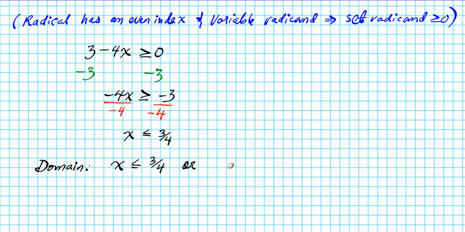If you want to write this in interval notation, basically you have negative infinity all the way to 3 over 4. Since x is less than or equal to 3 over 4, we use a bracket. Okay, so just use bracket notation to indicate that the upper boundary is included in your solution region. So this is the domain of the function in number 8.